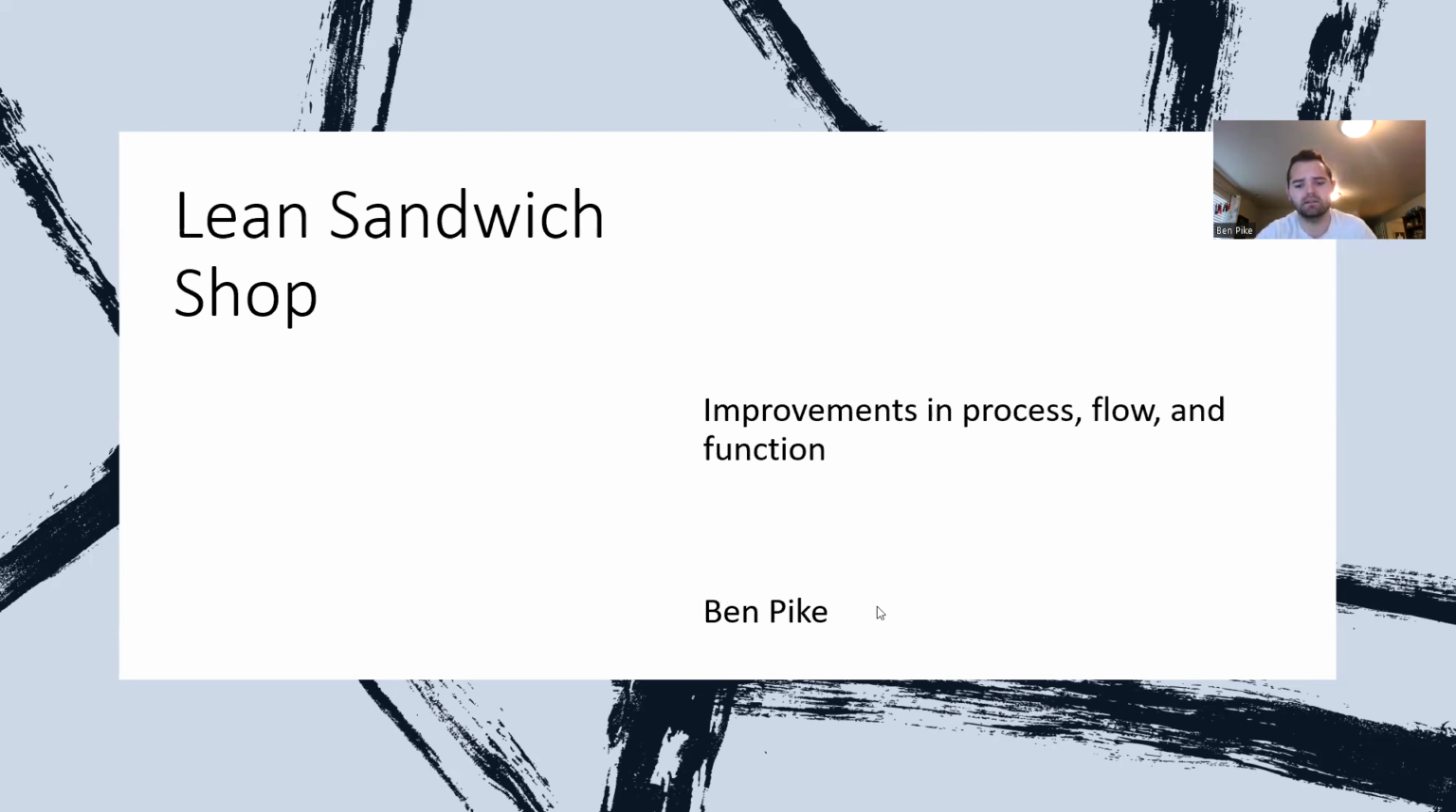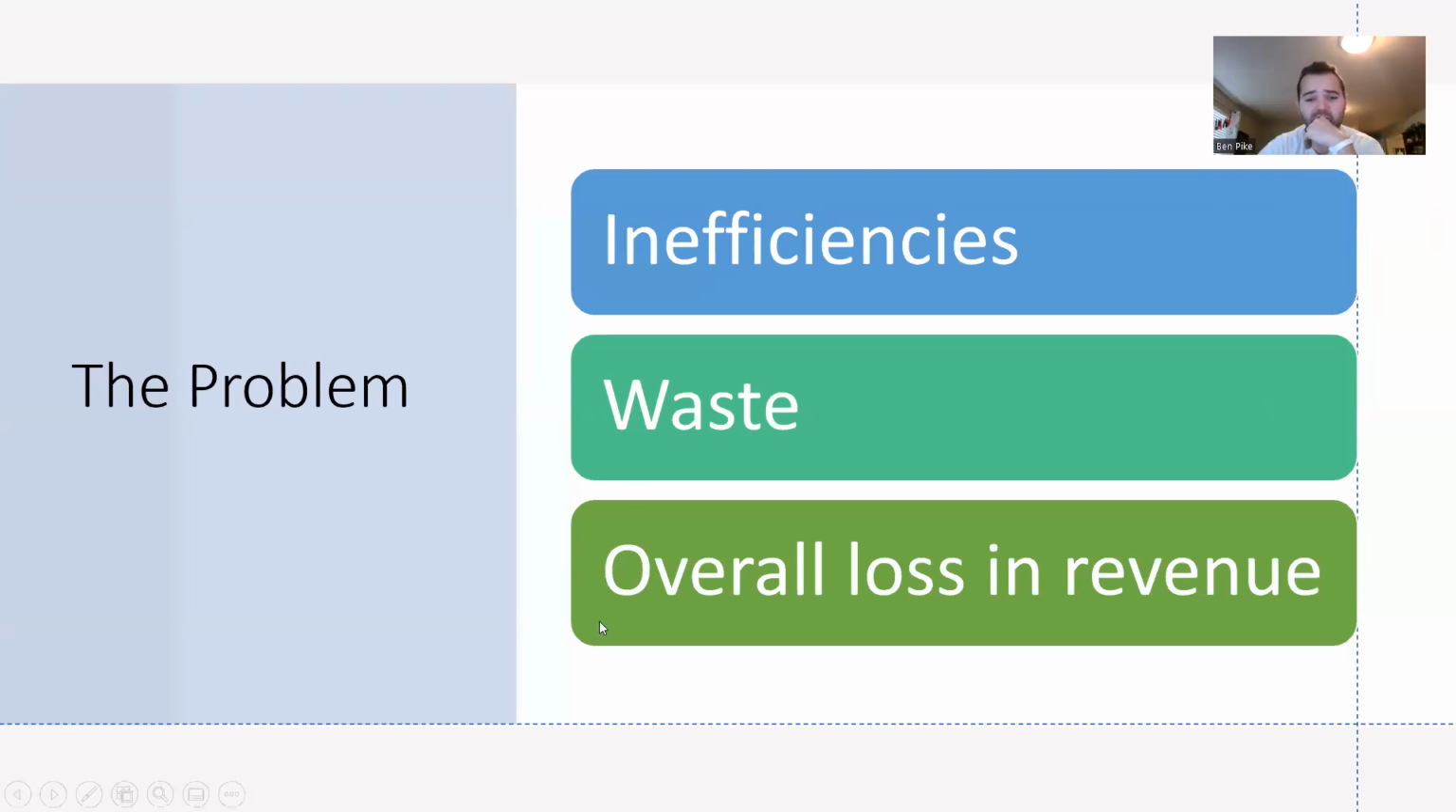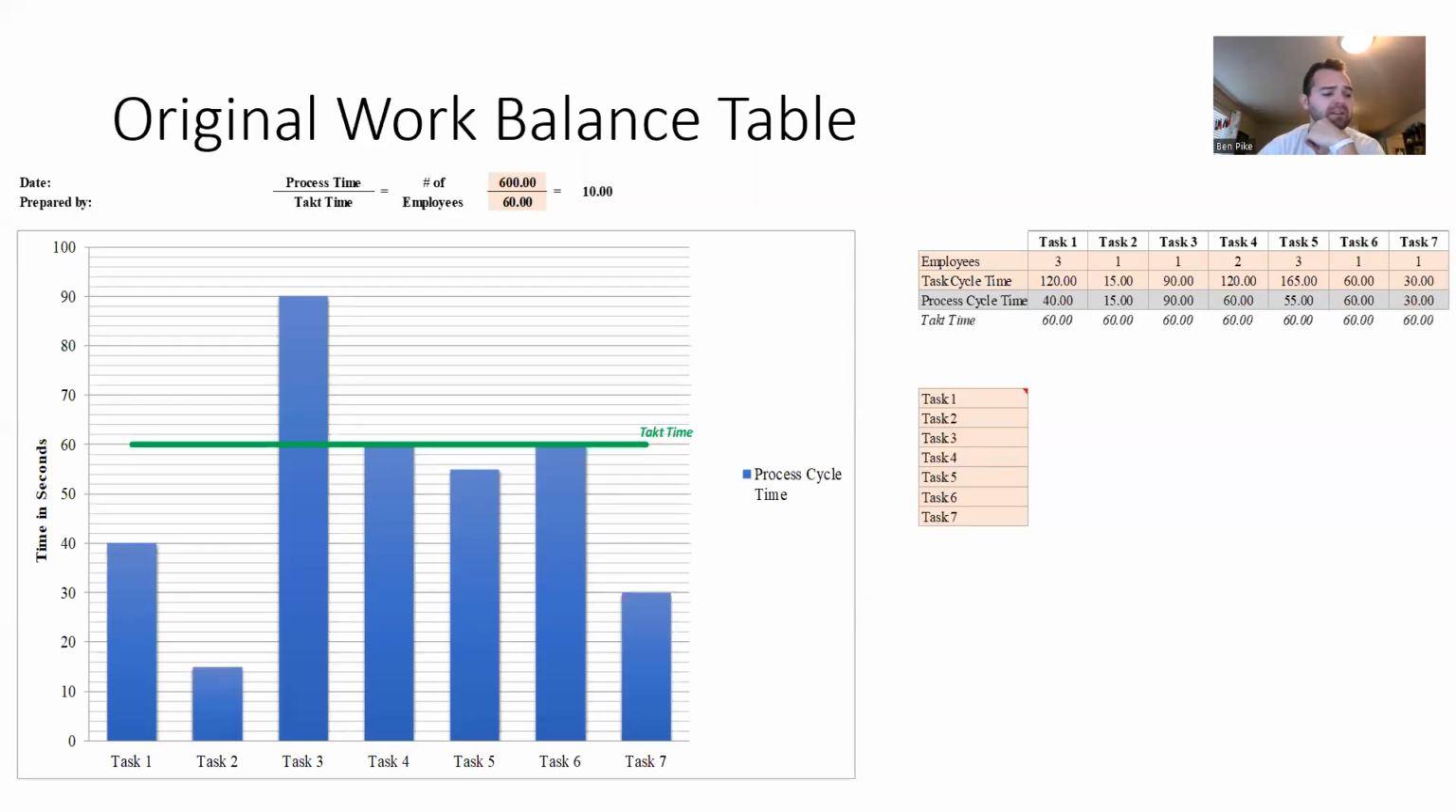So the main problems that we are facing currently are inefficiencies, a great amount of inefficiencies, and a tremendous amount of waste, specifically in time, at the time of our staff. And these two main issues are leading to an overall tremendous loss in revenue for the company and for the sandwich shop.